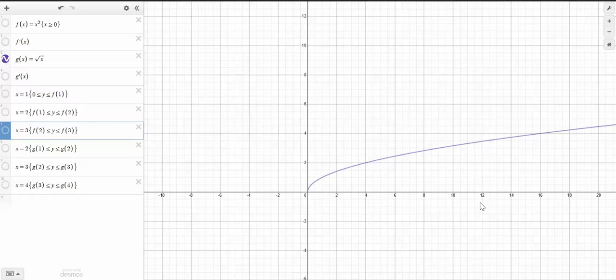Now, notice this function is also always increasing on this interval from 0 to infinity. So this is something that these two functions have in common. They're both always increasing. In other words, the first derivative is positive from 0 to infinity for both of these functions. Except, at 0 for the square root function, the first derivative doesn't exist. But on the open interval 0 to infinity, both first derivatives are positive.